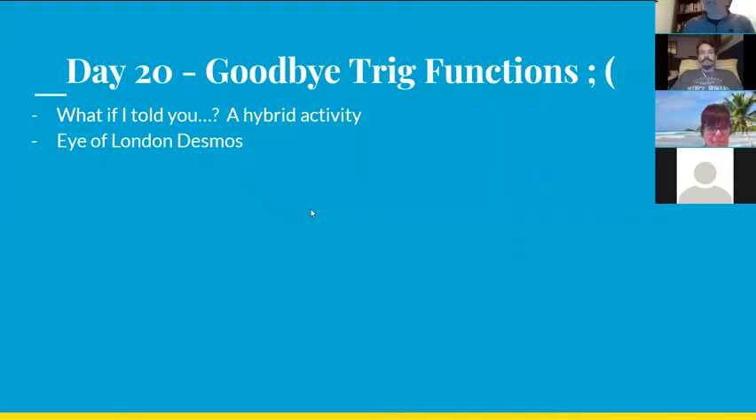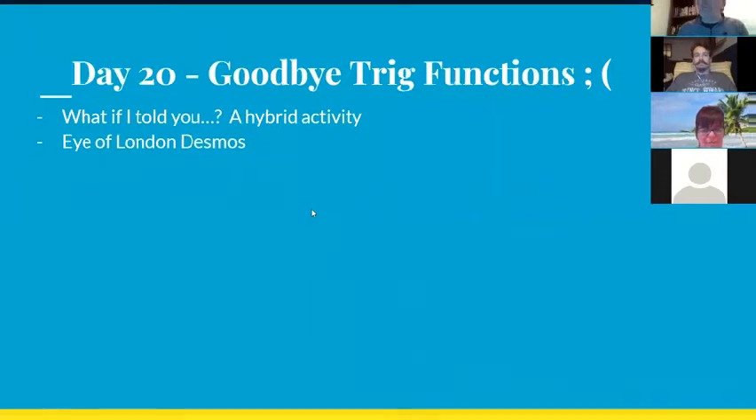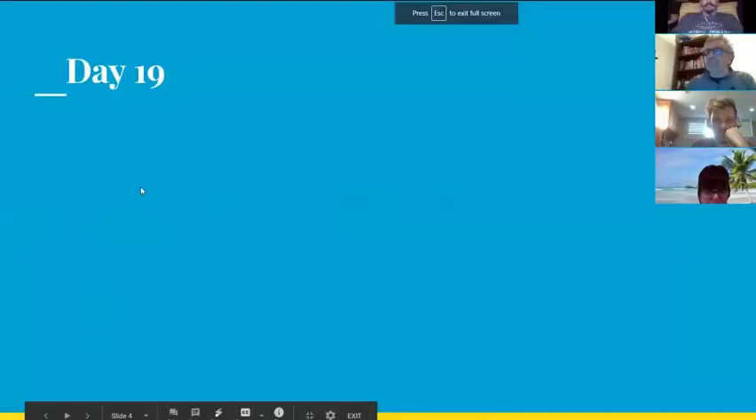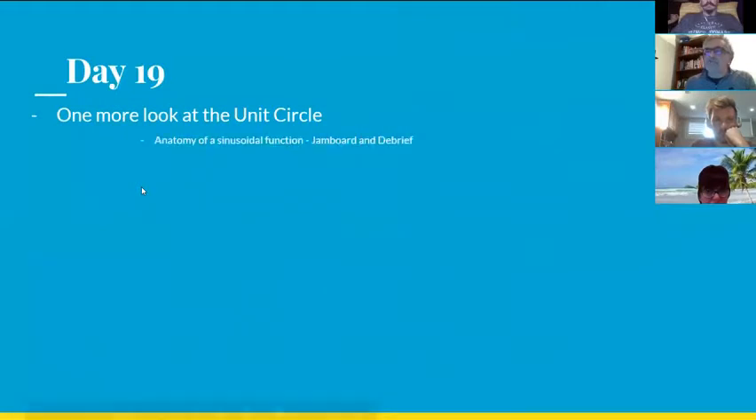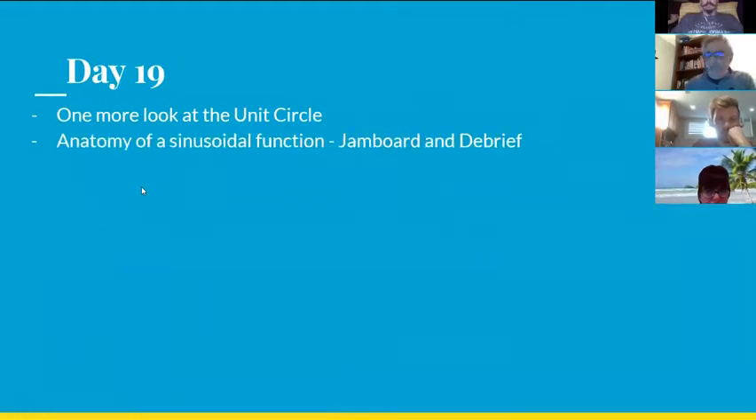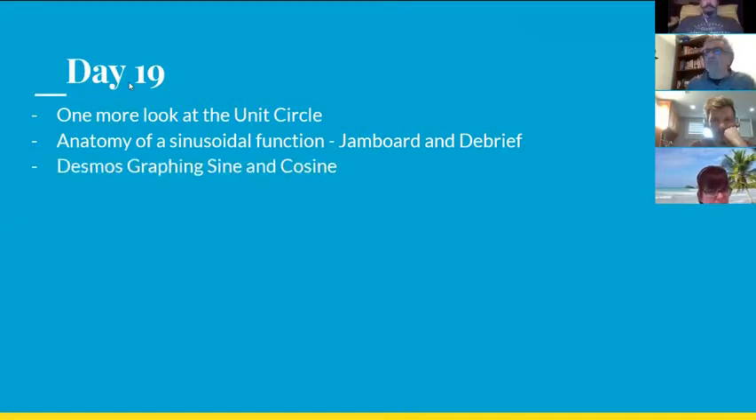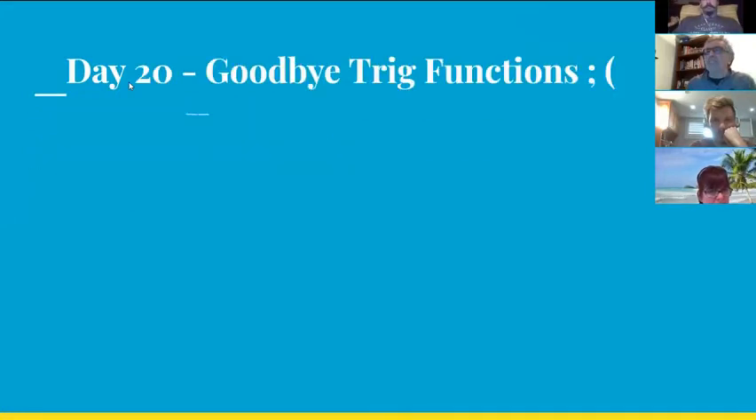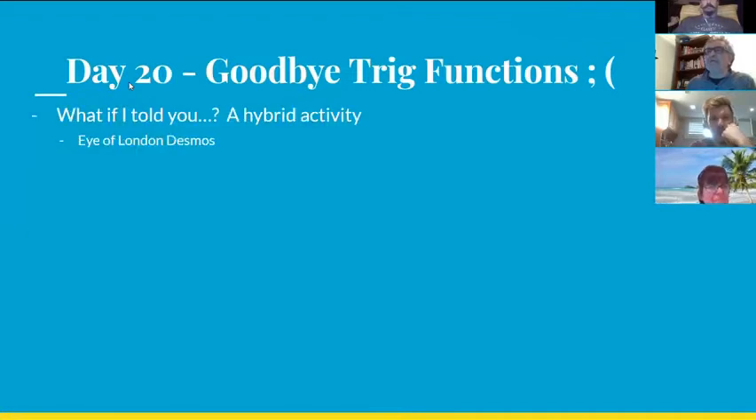Okay, so first part, we're going to right away get into our group. Here it goes. This activity is called What If I Told You? It's all about sine and transformations of sine. We played with this a bit in the last Desmos class. So this one is designed to be a bit of a detective thing. So let's hope it works. Oh no, this is day 19. I'm going back. Okay, here it goes.